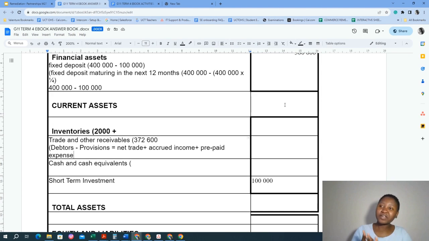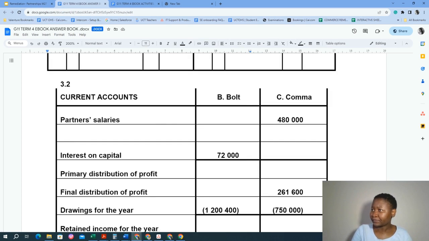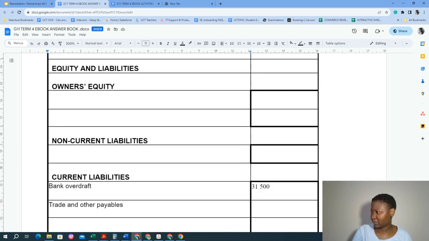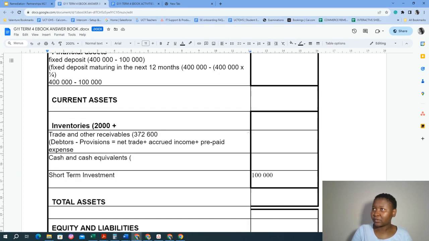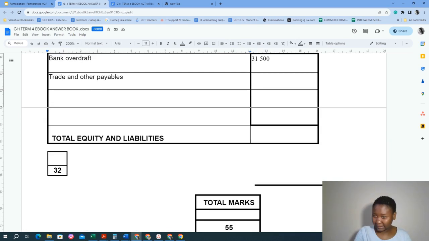Once you have your current assets there, you take the non-current assets, the one that you worked out at the top, and add it to your current assets. That will give you your total assets. So current assets plus your non-current assets will give you your total assets.